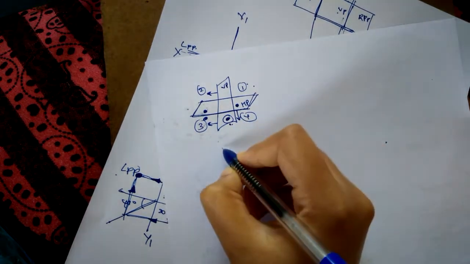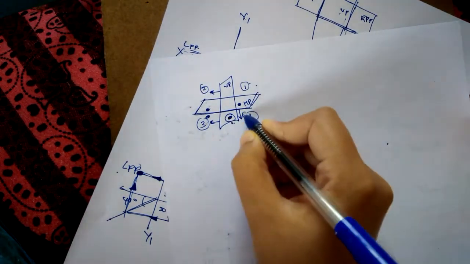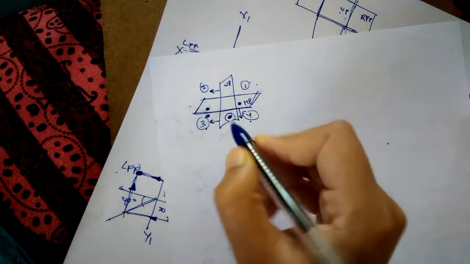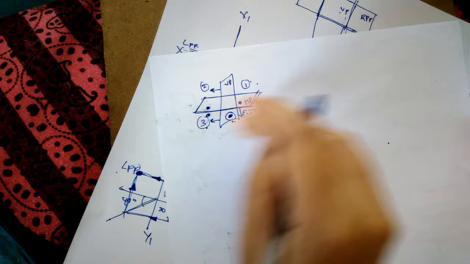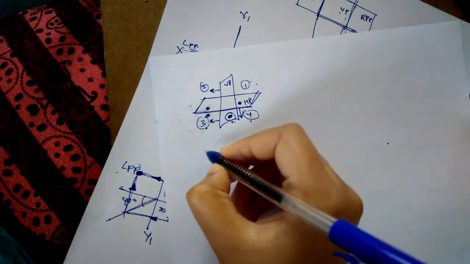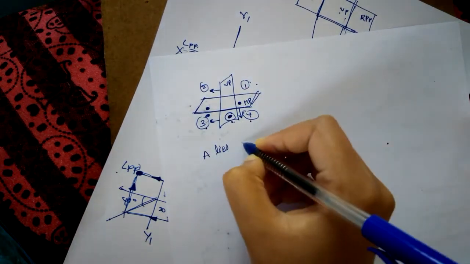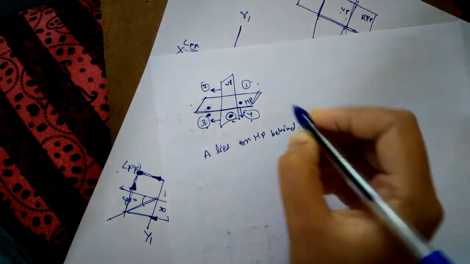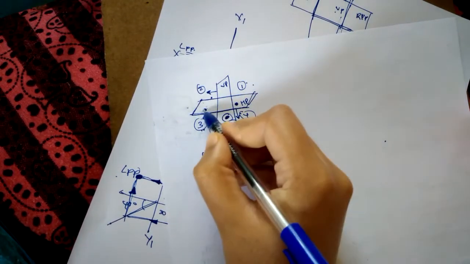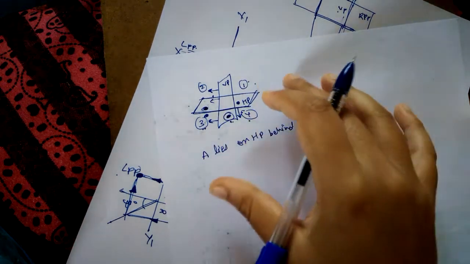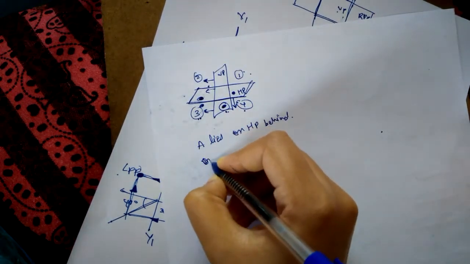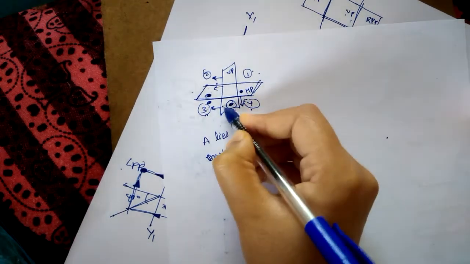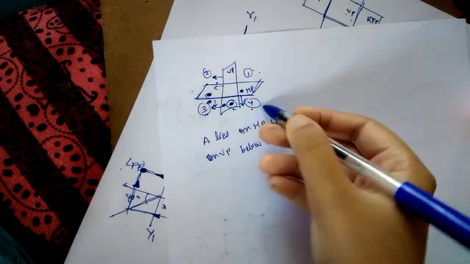Now, when a person says an object is on VP and below HP, below means it is either in the third quadrant or in the fourth quadrant. So the object can be in any of those quadrants. Now, if a person mentions the point lies on HP behind VP, it can be in the second quadrant or third quadrant, because the object will be on HP but behind VP. Now if a person mentions it is on VP but below HP, that is the third and fourth quadrant.